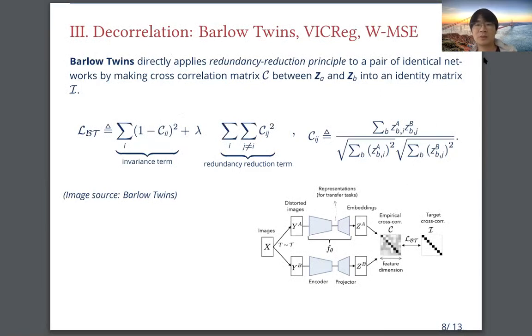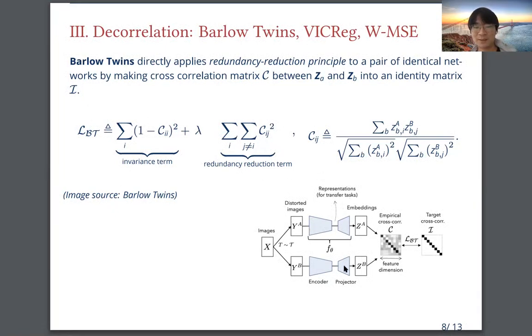So the third branch, I call it decorrelation. There are three works using this method: Barlow Twins, VICReg, W-MSE. First let's talk about Barlow Twins. Barlow Twins directly applies the redundancy reduction principle, which is an information theory principle, for a pair of identical networks by making the cross-correlation matrix C between Z_A and Z_B into an identity matrix I.